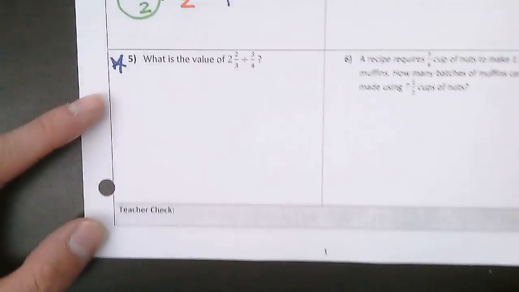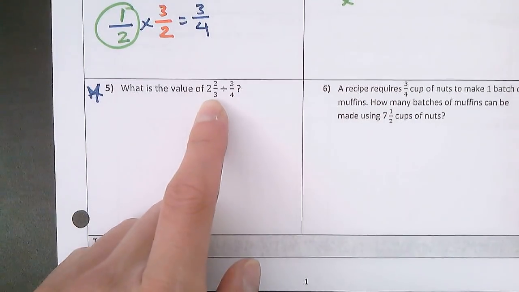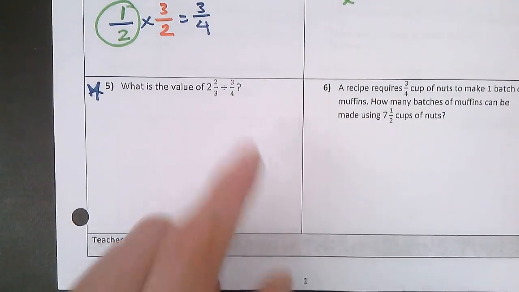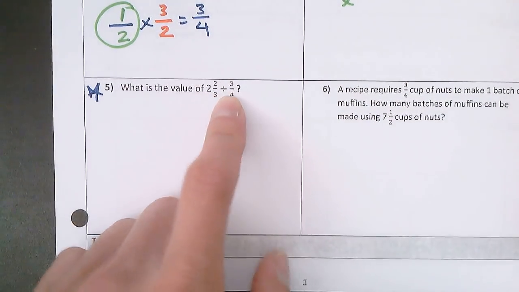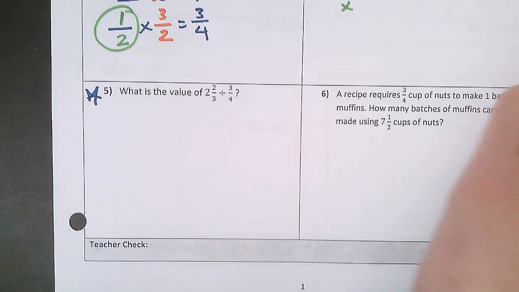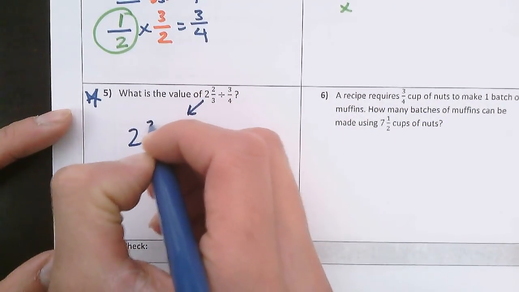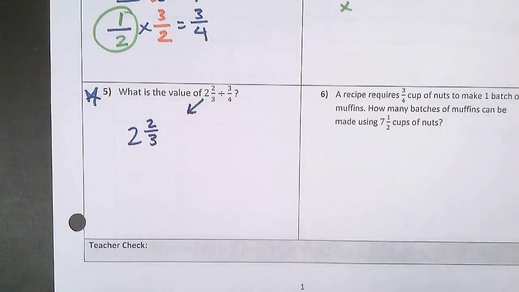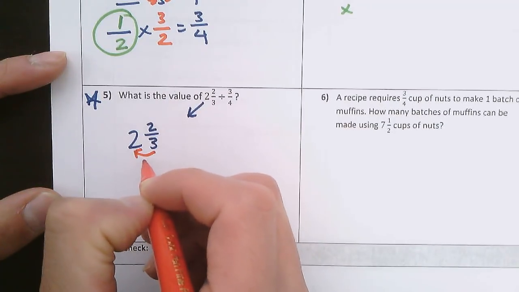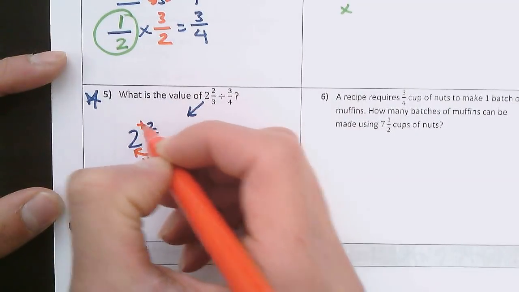Okay, number 5. What is the value of 2 2/3 divided by 3/4? So in this problem we have a mixed number and we're dividing it by a fraction. And the way that we can solve this is by first turning this mixed number into an improper fraction. So let's do that. So this 2 2/3, right? What I'm going to do is I'm going to multiply this bottom number times the whole number. That's how many thirds I'm going to have, plus the 2 up here.